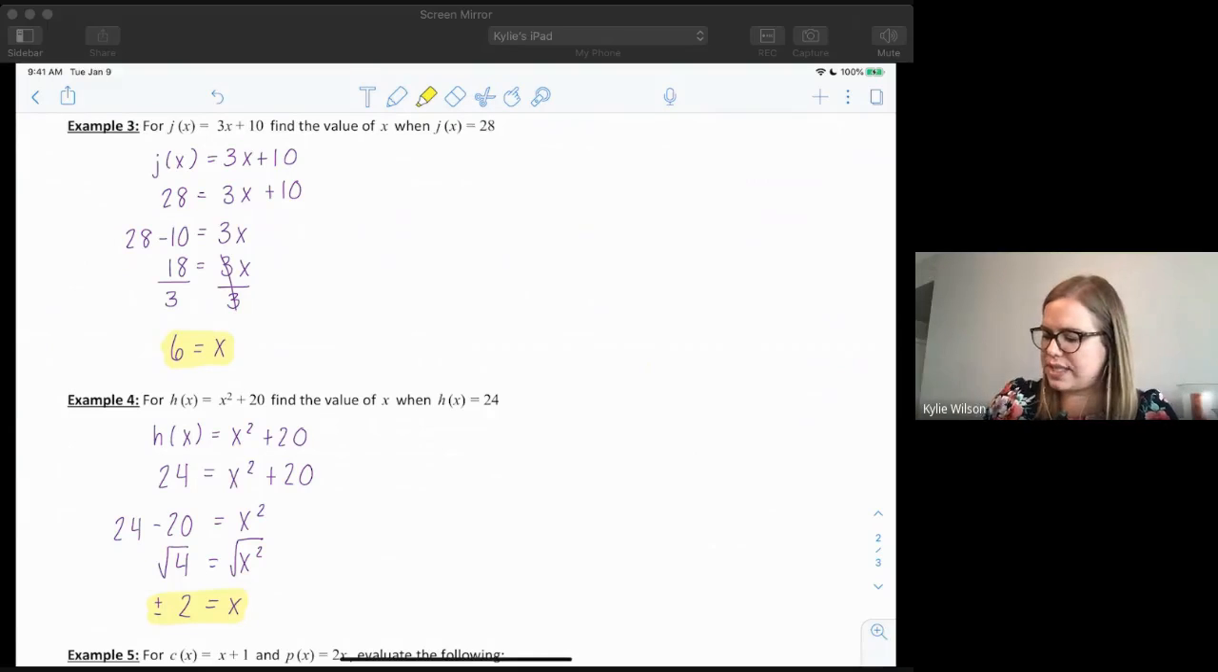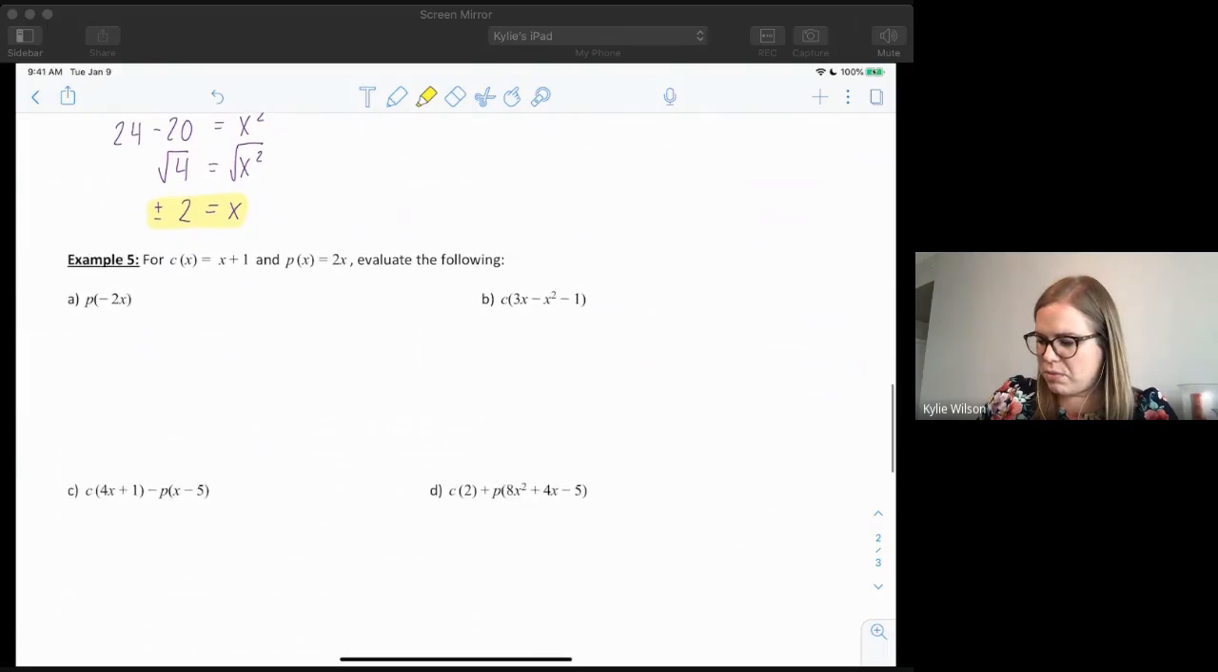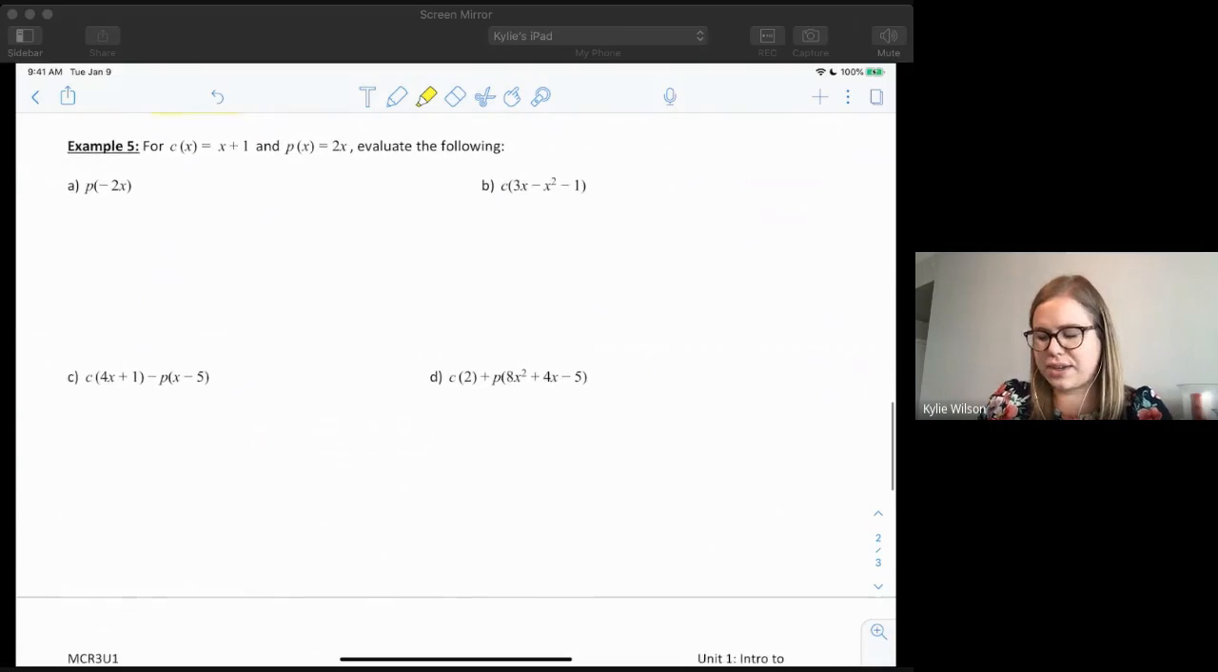And now for this next one, we're going to do the first two together, and then I'm going to leave the other two for you to try on your own and see how it goes. So for A, we have p at negative 2x. So we're going to be referencing these two functions here. We have c at x is x plus 1, and p at x is 2x. So let's start with A.